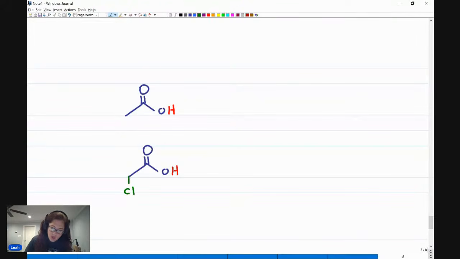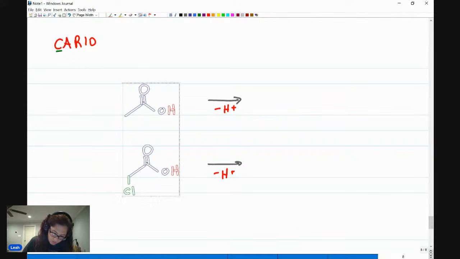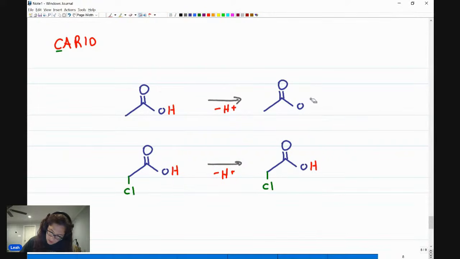Let's see. We have the mnemonic CARIO. And so we'll start with C for charge. There is no charge. Well, let's see if I can induce a charge by deprotonating both of them. Minus H plus, minus H plus. And what does that give me? Oops, did not need to pull the oxygen off as well. What I have is a negative oxygen and the negative oxygen. The charge on the reactants and the product, exactly the same.